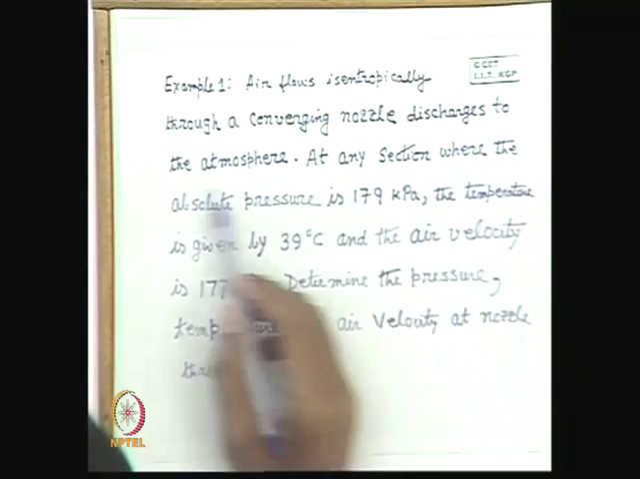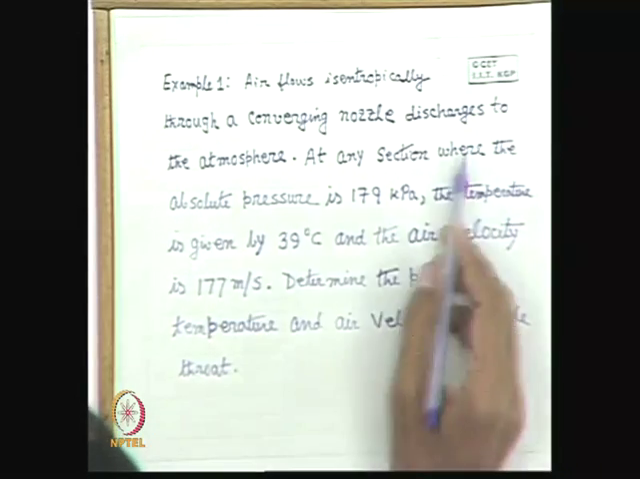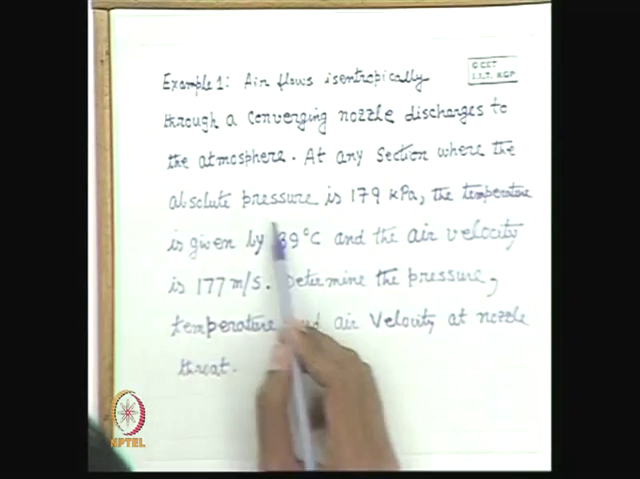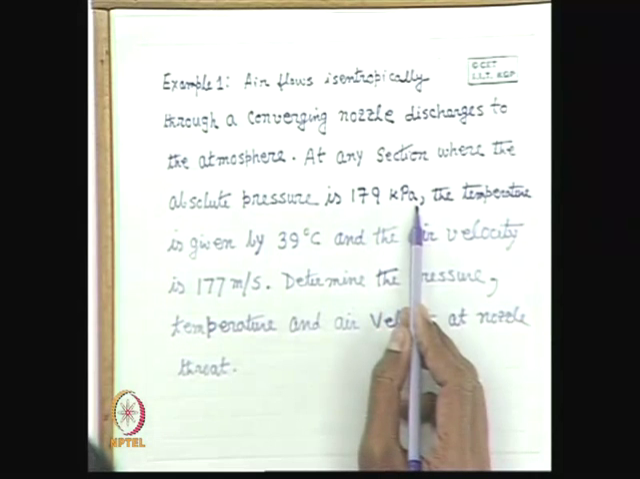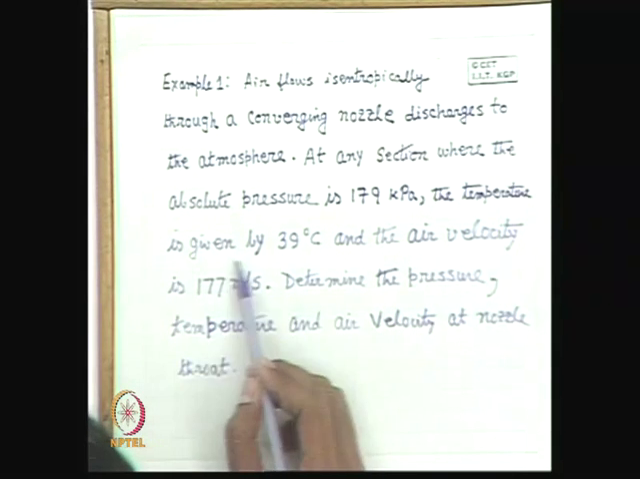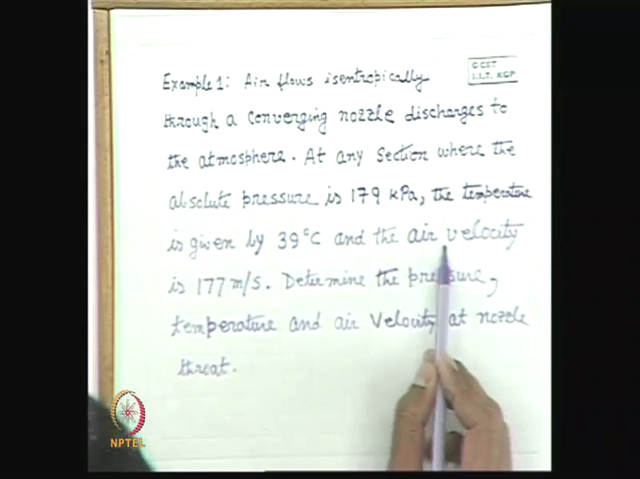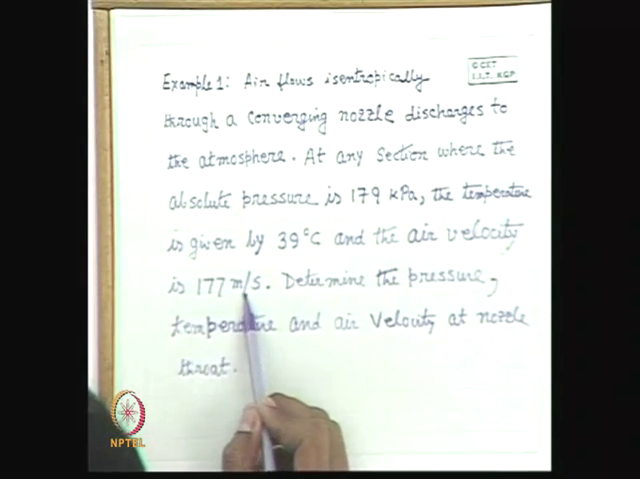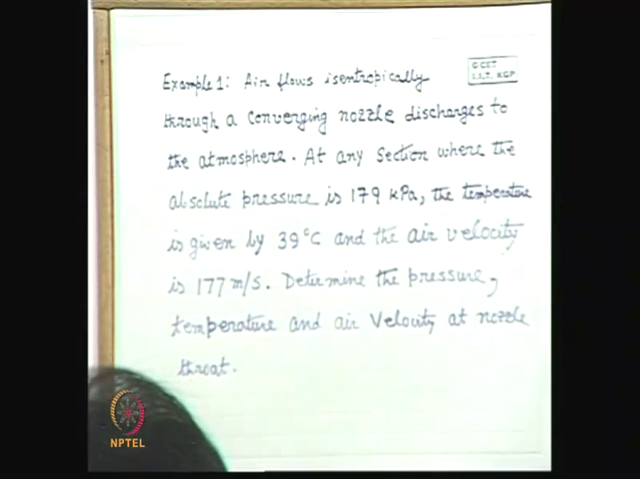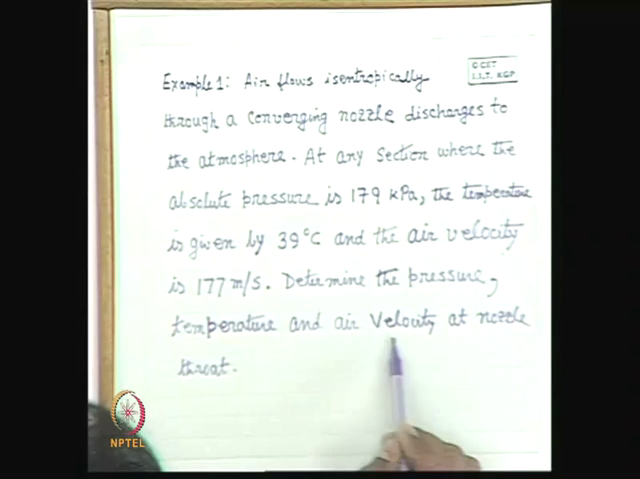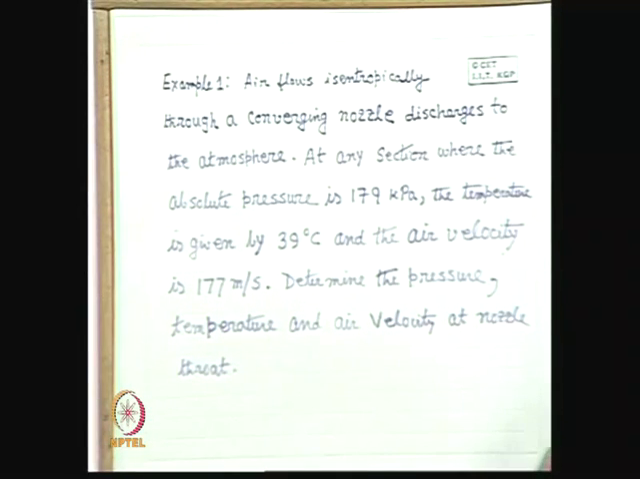Air flows isentropically through a converging nozzle and discharges to the atmosphere. At any section where the absolute pressure is 179 kilopascal, the temperature is given as 39 degrees Celsius. Well, and the air velocity is 177 meter per second. Well, determine the pressure, temperature and air velocity at the nozzle throat.